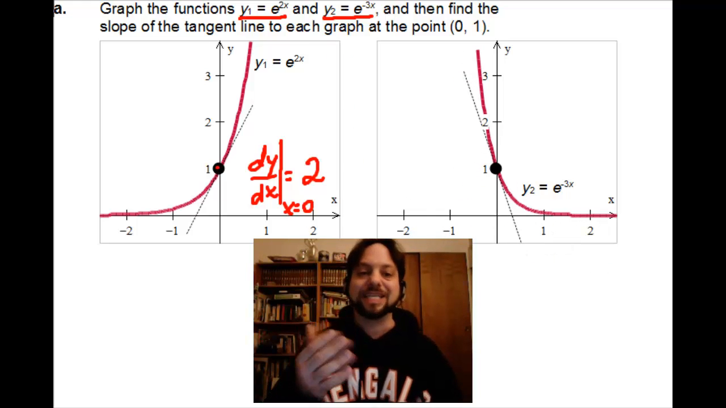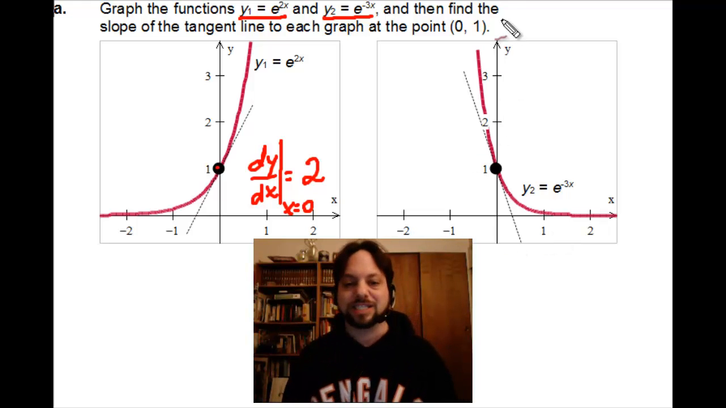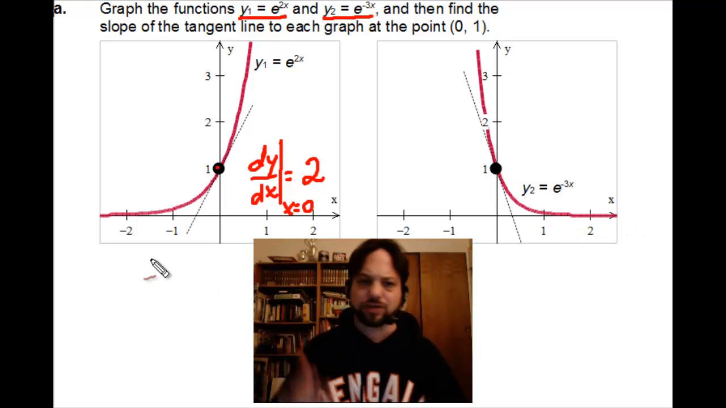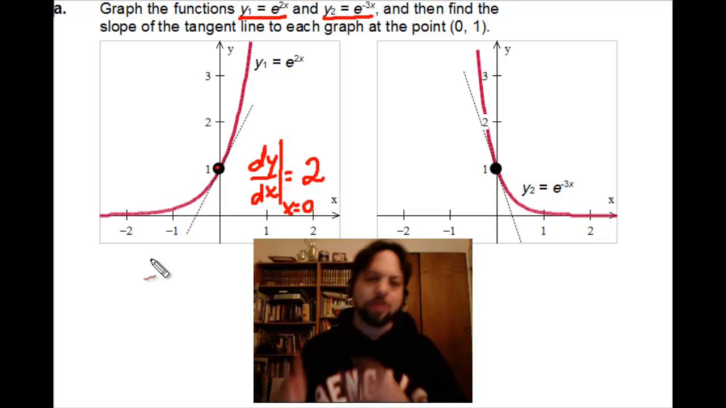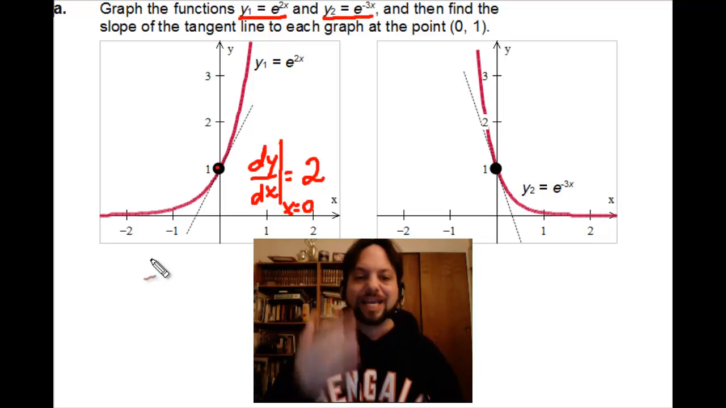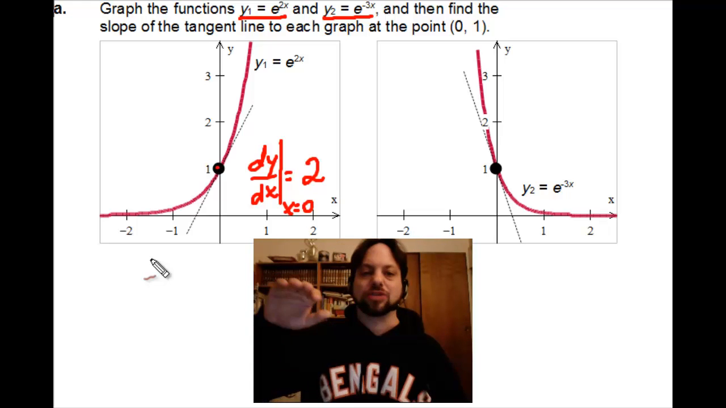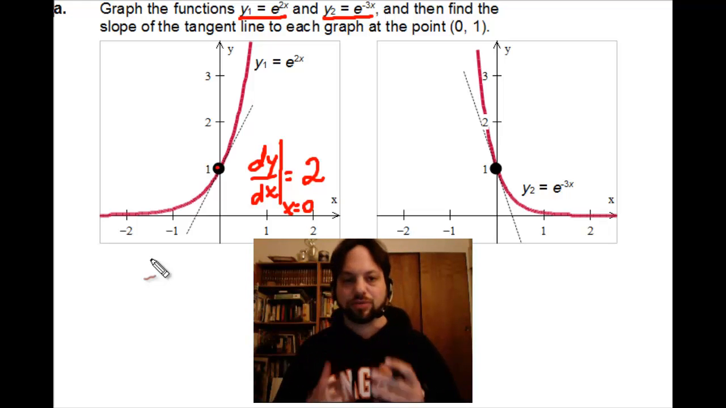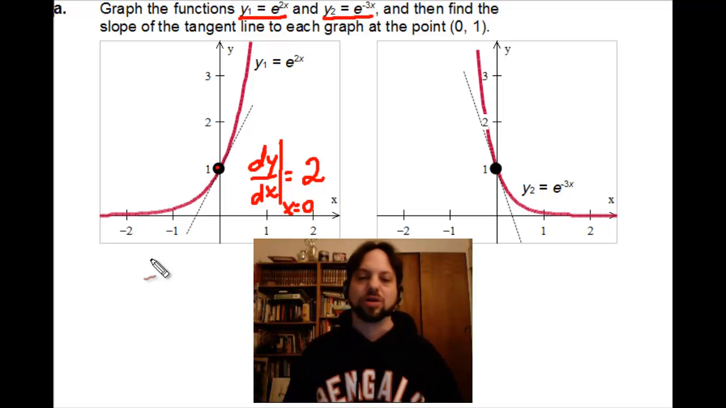Of course, because it's e to the negative 3x, this is actually a decreasing function. Hopefully, you've learned a little bit about growth and decay in previous courses. So you know that e to the 2x is exponential growth, while e to the negative 3x is exponential decay, or decline, or however you want to call it.